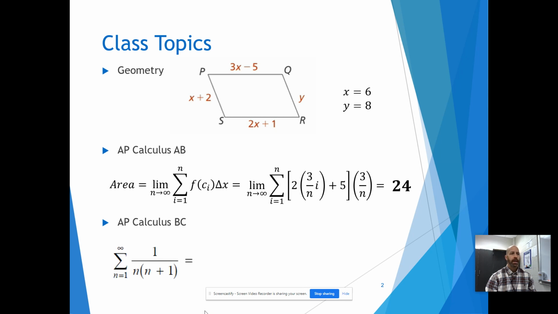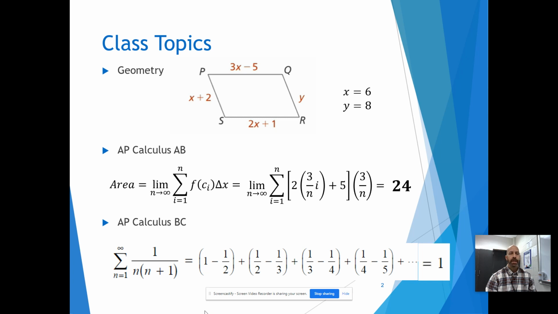And in Calc BC, we are looking at infinite series. So the big question here is, does a series converge or diverge? And in this particular example, this summation, this series, so we're repeatedly adding things together, turns out to be what we call a telescoping series. And it turns out the negative 1/2 and the positive 1/2 cancel, the negative 1/3 and the positive 1/3 cancel, and so on. And so the sum of this series is actually the number 1.